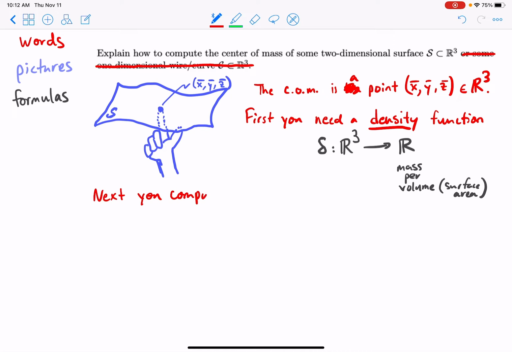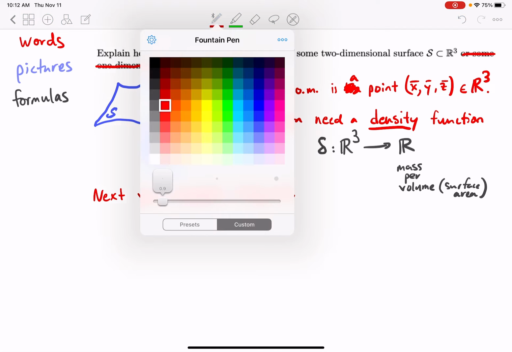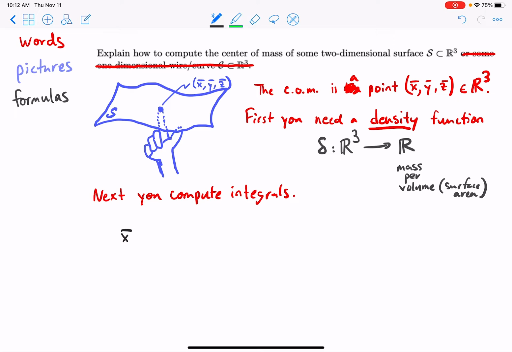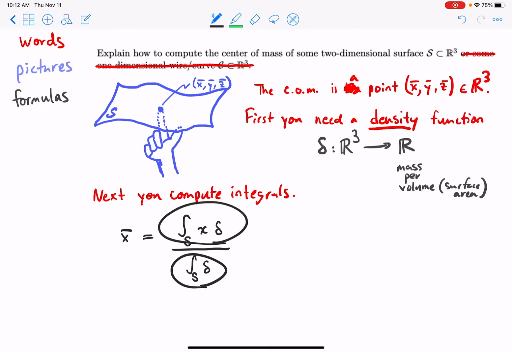Next, you compute integrals. And what are those integrals? The formula is that x bar should be literally a number, like 2.3. It should be the x-coordinate of this point right here, where I can balance. And what number is it? Well, it's the integral over the surface of the function x that takes any point in space and gives you the x-coordinate of that point, times the density, divided by the integral over the surface of the density. So this is a number, and we divide those numbers and get this number.